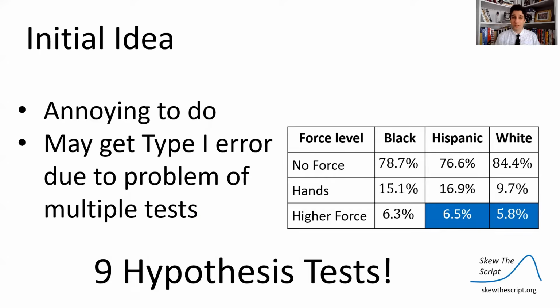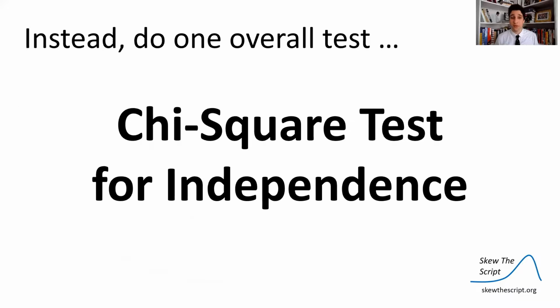One, it's just a lot of work to do. And two, you might get a type 1 error because of the problem of multiple tests. You always have some chance of getting a type 1 error, where you find a statistically significant result by chance alone. And if you keep on doing tests over and over again, you're bound to trip up and find that error. So instead, let's do one overall test.